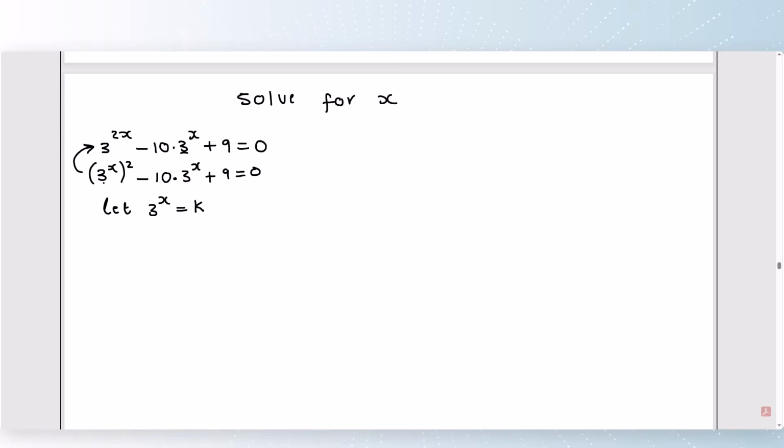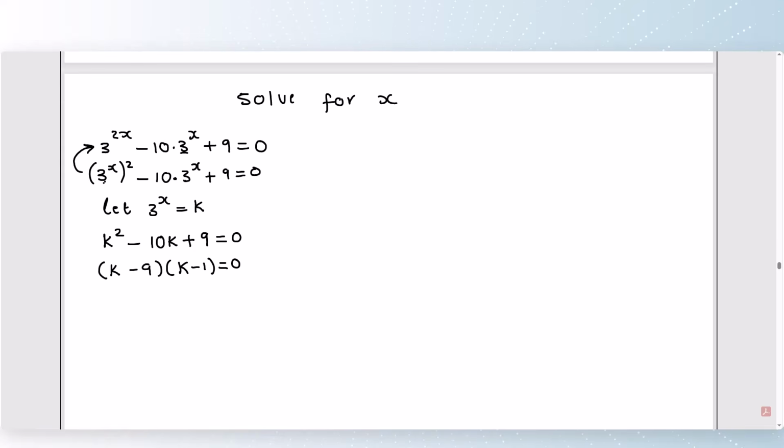Where there's 3 to the power x, we're going to put k. Let's go. So we're going to have k. Since it was 3 to the power x squared, we're going to have k squared minus 10 times 3 to the power x, which is k, plus 9. Great. We're going to factorize this. Factors of 9 that when we sum will give us negative 10. It's going to be negative 9 and negative 1.